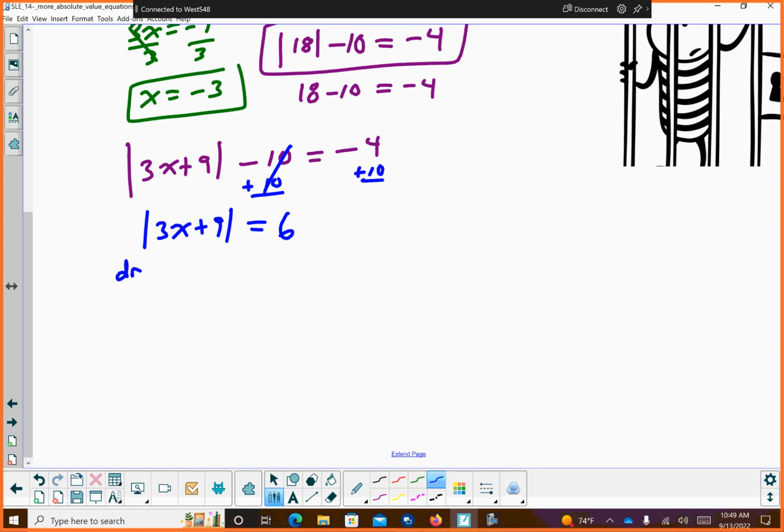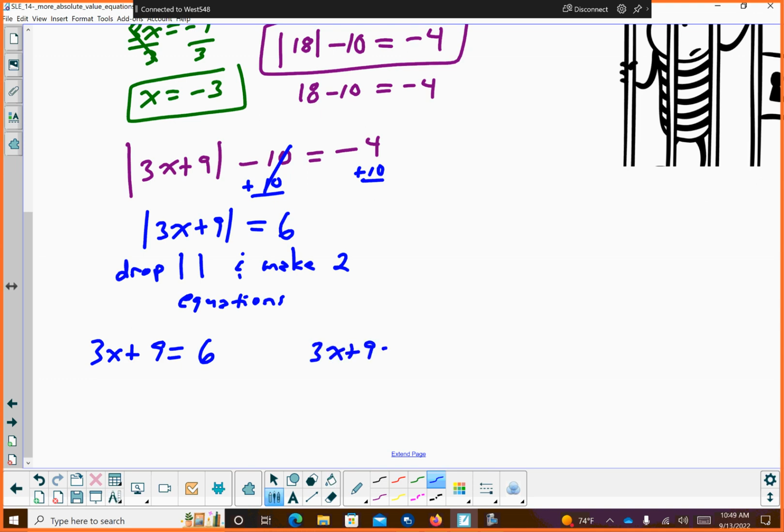Let's drop the absolute value and make 2 equations. So we have 3x plus 9 equals 6. Did I drop the absolute values on that? And then let's go 3x plus 9 equals -6. Okay? So notice here, one was positive, one was negative. You good so far? Let's see if we can solve this.